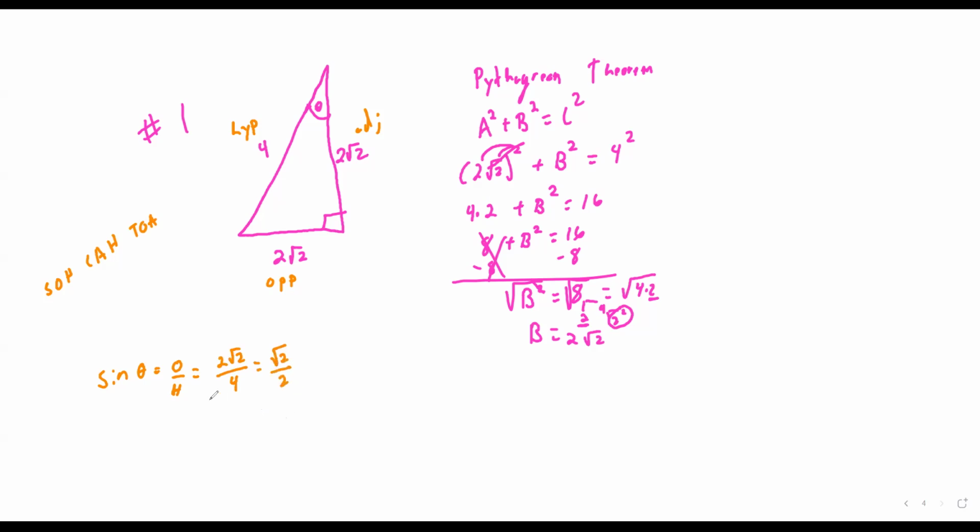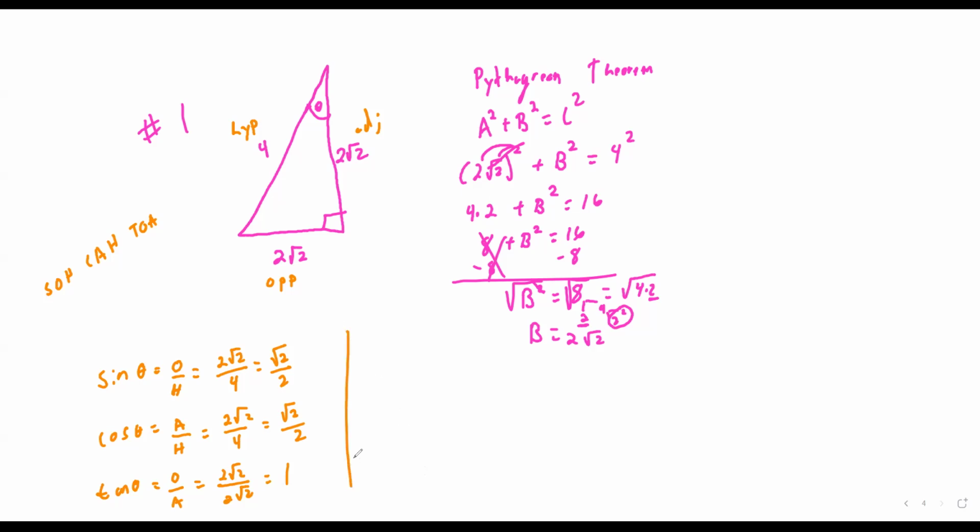There's your first answer. Then you come over here and you do cosine theta, which is going to be adjacent over the hypotenuse, which in this case, again, is 2 square roots of 2 over 4, which comes out to square root of 2 over 2. All right. Then we have tan theta, and that's going to be opposite over adjacent, which in this case would be 2 square roots of 2 over 2 square roots of 2, which is 1.